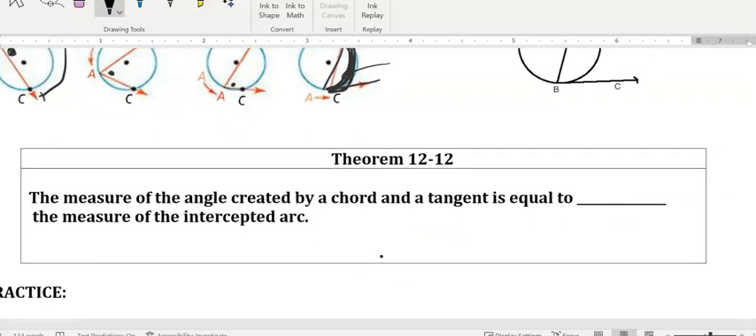So it basically says the measure of an angle created by a chord and a tangent is also going to be 1/2 of the measure of the intercepted arc. And an intercepted arc would be, if you go over and you shine a flashlight from here, where is it hitting?